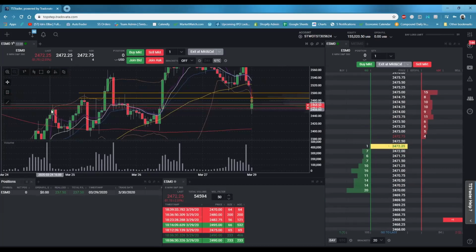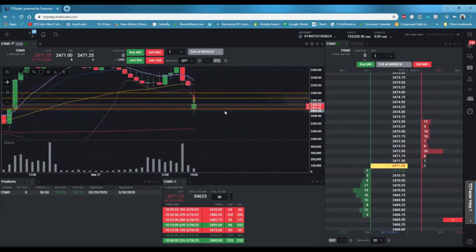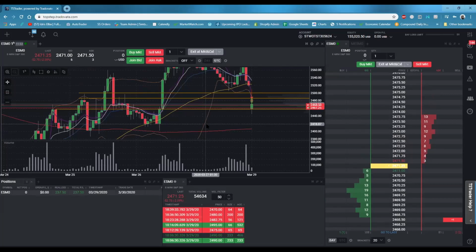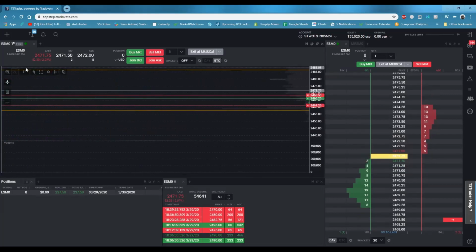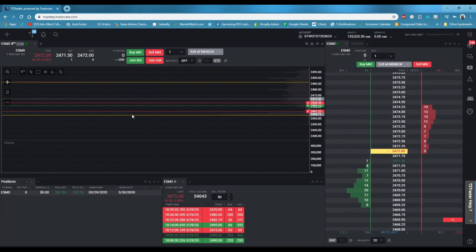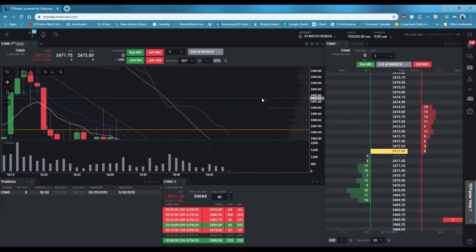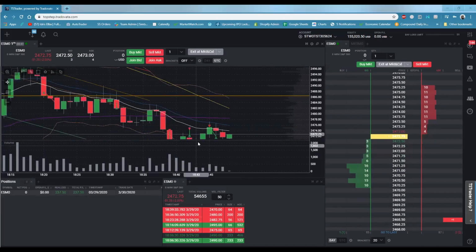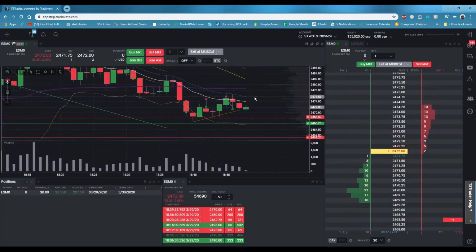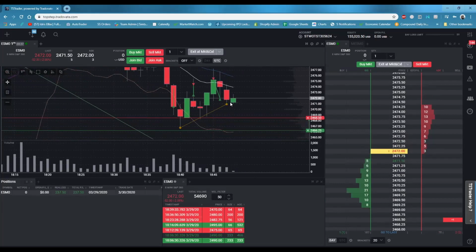If we break down, and you can see rejection at these levels, right? So if we break down here, we can short all the way down, probably to about 24.20 for a big short, right? So we can wait for that, but let's switch back to the minute. Let's see where we're at, right? And here we go. Right now we're still flagging. Let's see where the candle closes.